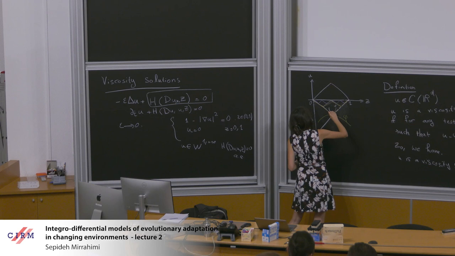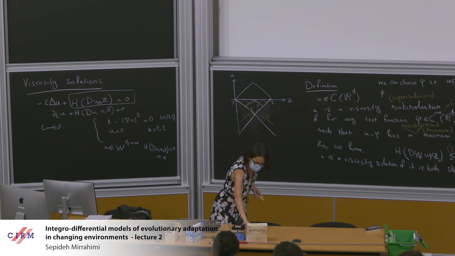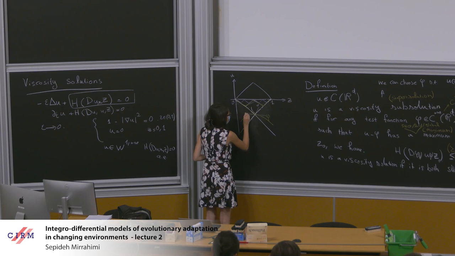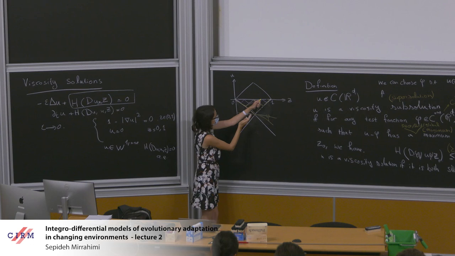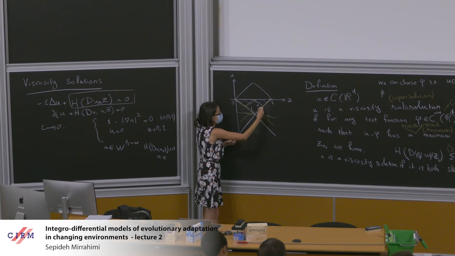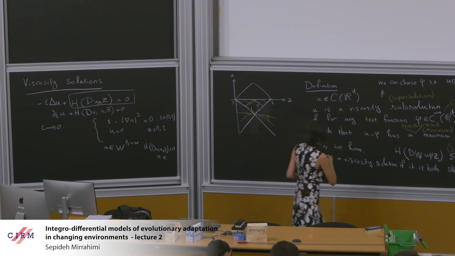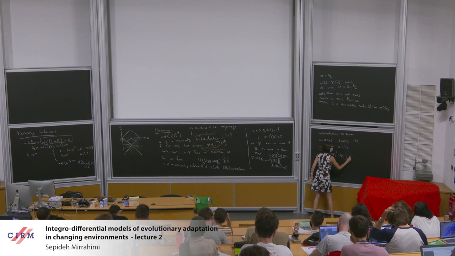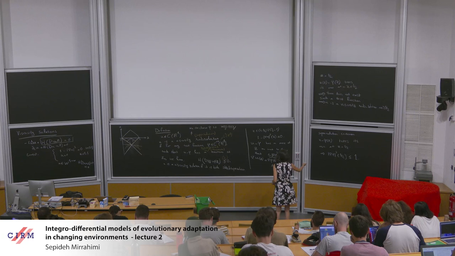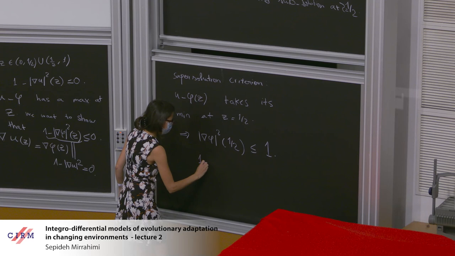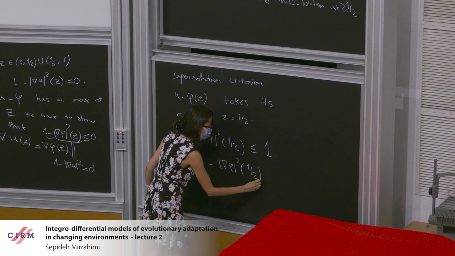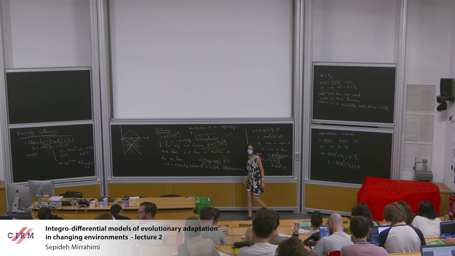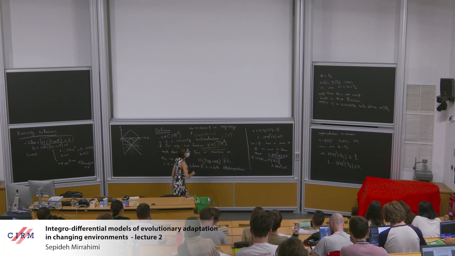So we see that the derivative of phi would be, so the tangent line is this one, and the tangent line has to be between these two lines. And this means that the gradient of phi has to be less than 1. And so we can rewrite this in terms of the equation. This will give that minus gradient of phi squared at the point 1/2 is positive or 0, which is the criterion that we were looking for the viscosity supersolution. So this is indeed a viscosity supersolution.